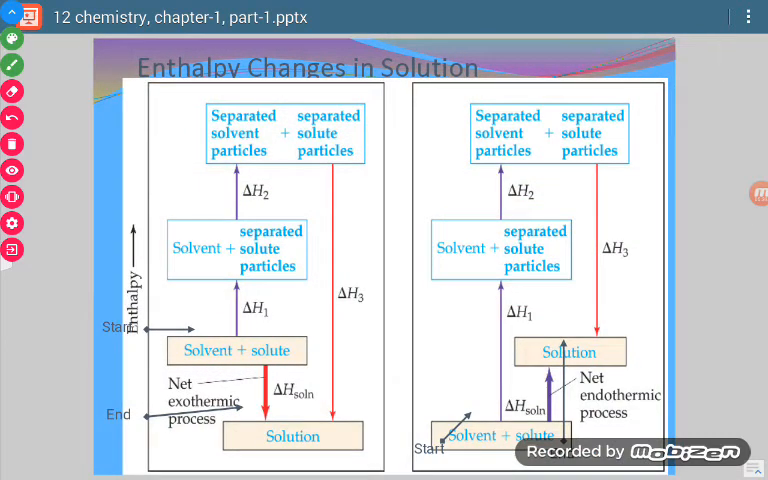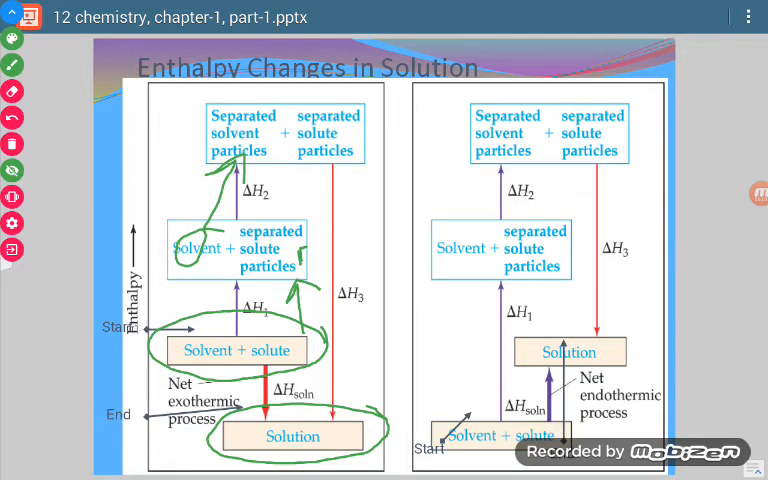Now here we can see properly. What we have to do is mix solvent and solute and a solution will be formed. Now what happens? In the first step, solute breaks down into separated solute particles. In the second step, solvent breaks down into separated solvent particles. Now these combine to form the solution.